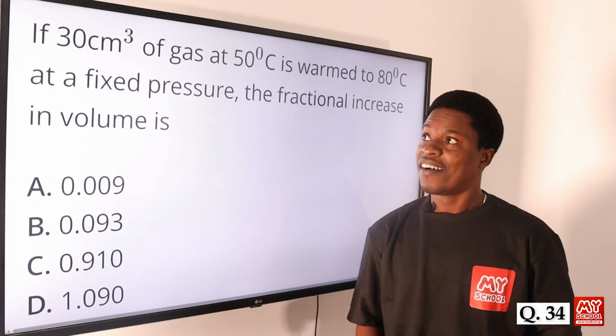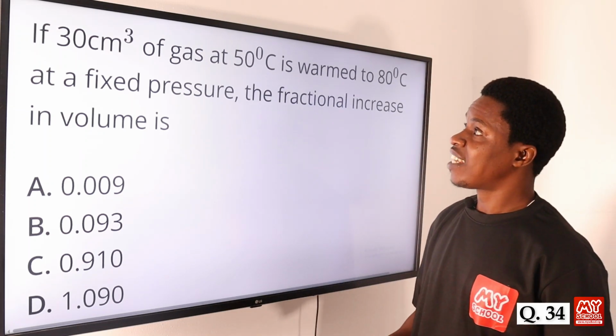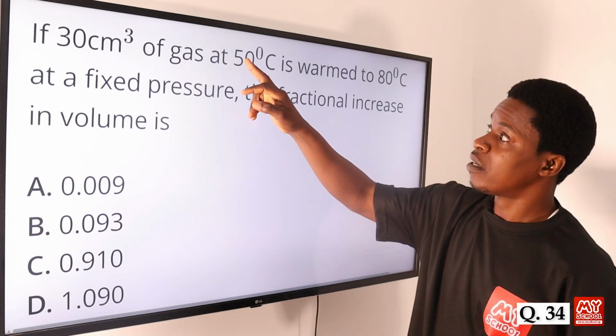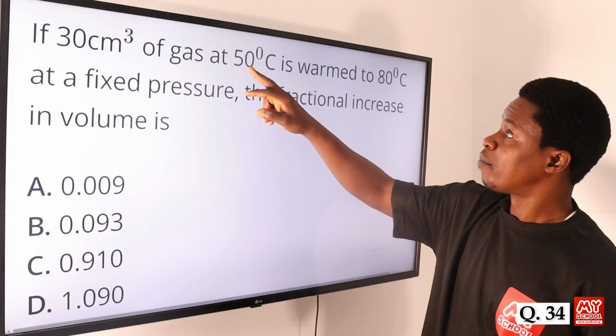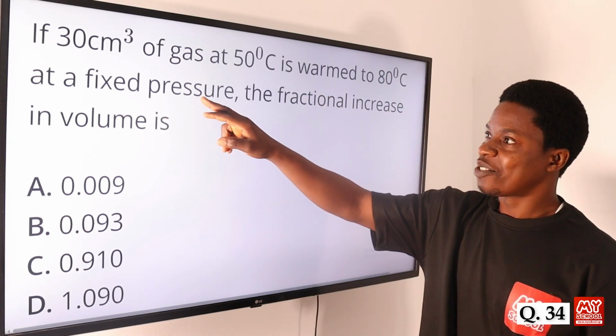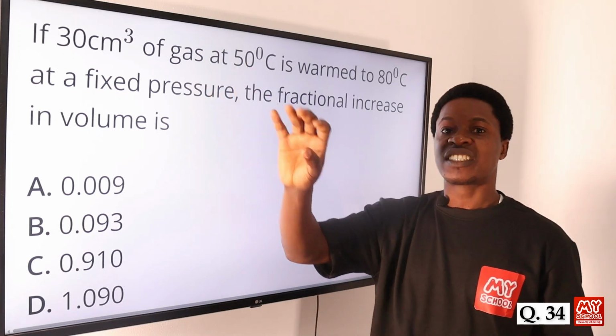Question 34. If 30 cm cube of gas at 50 degrees Celsius is warmed to 80 degrees Celsius, so we have initial temperature, final temperature, at a fixed pressure. So what it means is that pressure is kept constant.